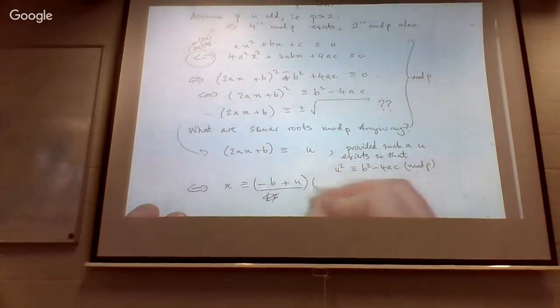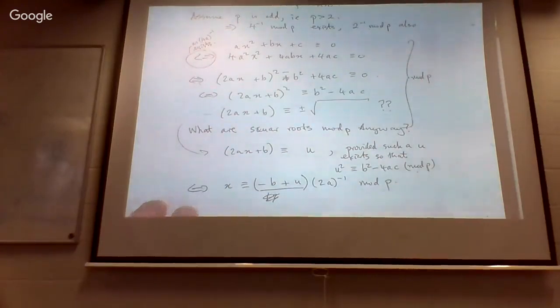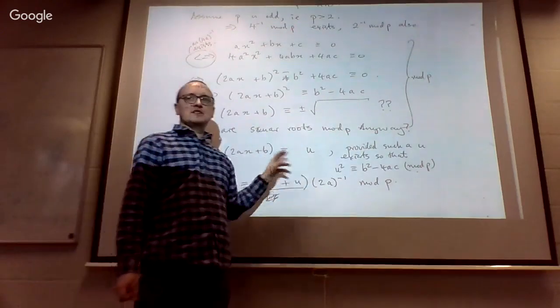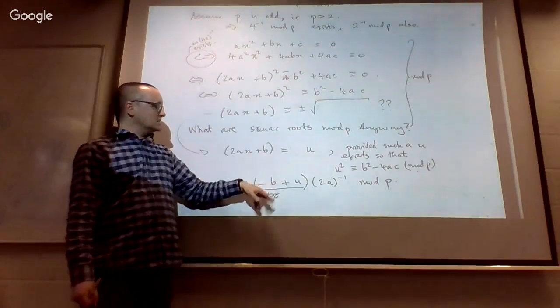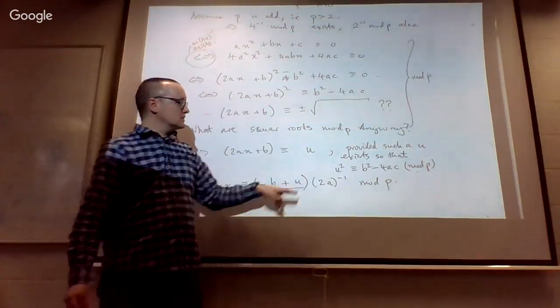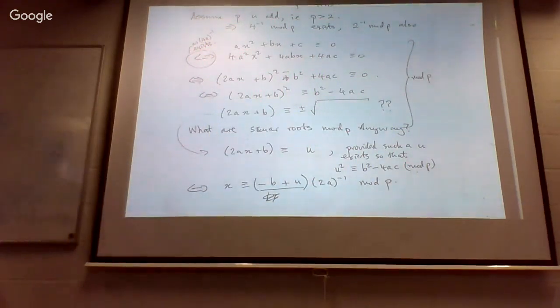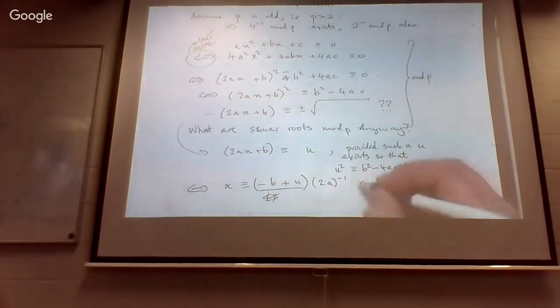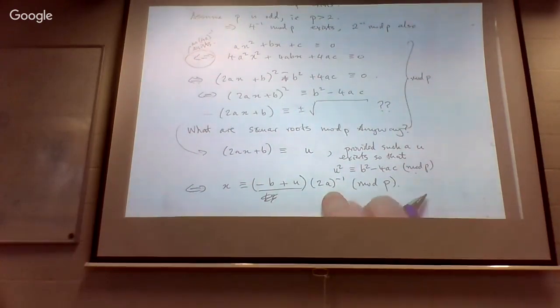We don't deal in fractions, we deal in multiplicative inverses. So the final formula looks a bit different because you don't have a square root sign, you don't have a fraction, but it's the equivalent thing. Minus b plus the square root divided by 2a. In this case, you say multiplied by the multiplicative inverse of 2a, which we know exists. We know the inverse of this exists because 2 is invertible, a is invertible.